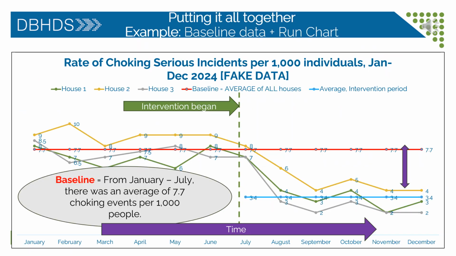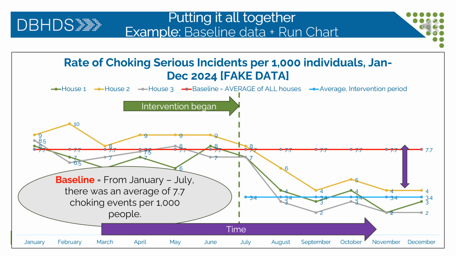This is a run chart that puts together a lot of the concepts we've been discussing. For this team, they have been looking at the rate of choking-related serious incidents per 1,000 individuals for the calendar year of 2024. Keep in mind, this is not real data. So they've been tracking this for each of their houses and across all of their houses. And they determined that the baseline from January to July was an average of 7.7 choking events per 1,000 people.